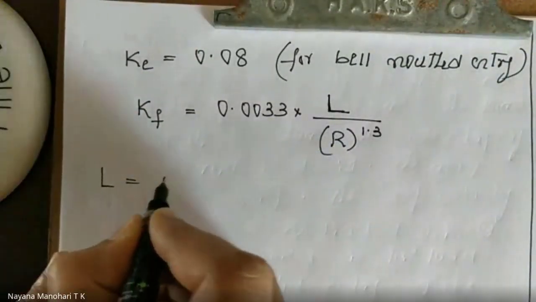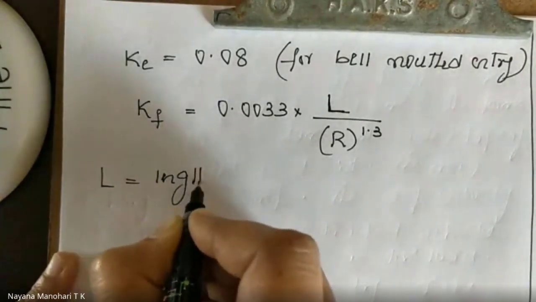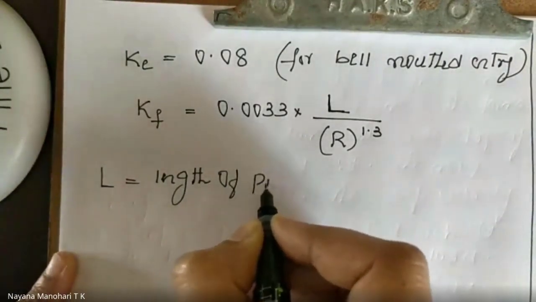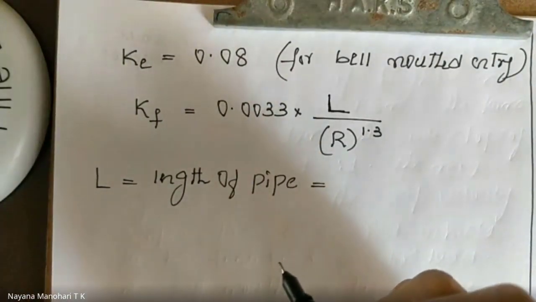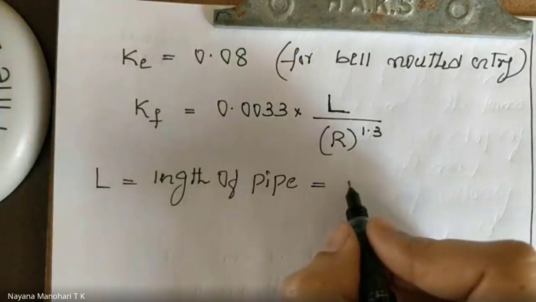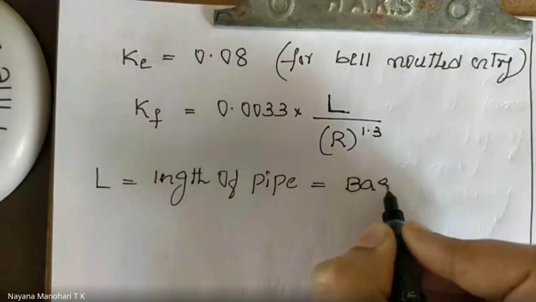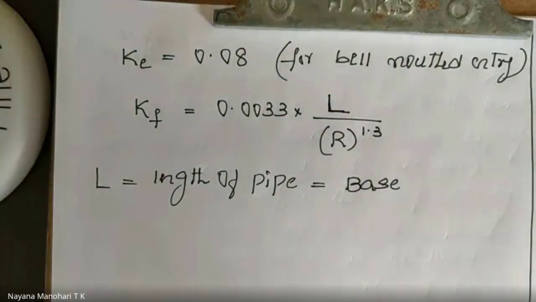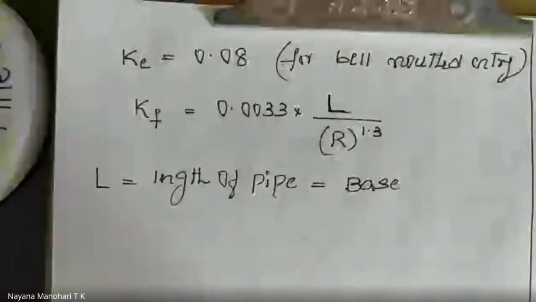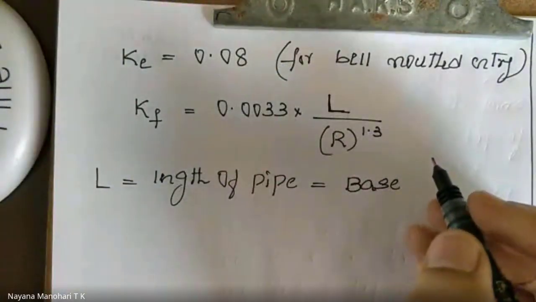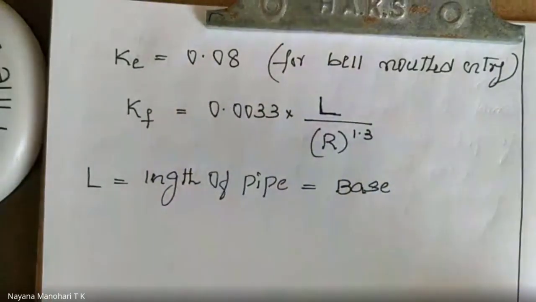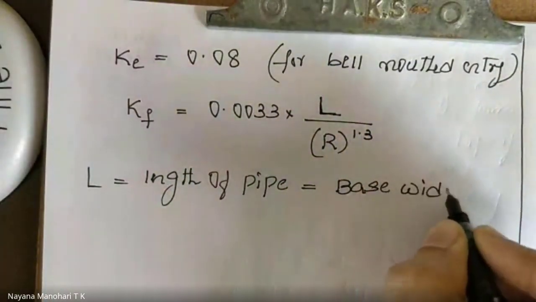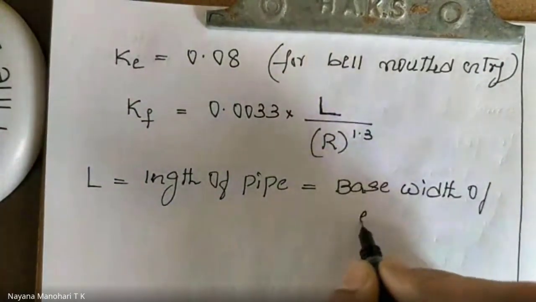L is the length of the pipe. How will you get the length of the pipe? It is nothing but the base width of embankment. The total width of the road at the base will be your length of pipe. Whatever the base width of the embankment is, that is the length of pipe you are going to take.